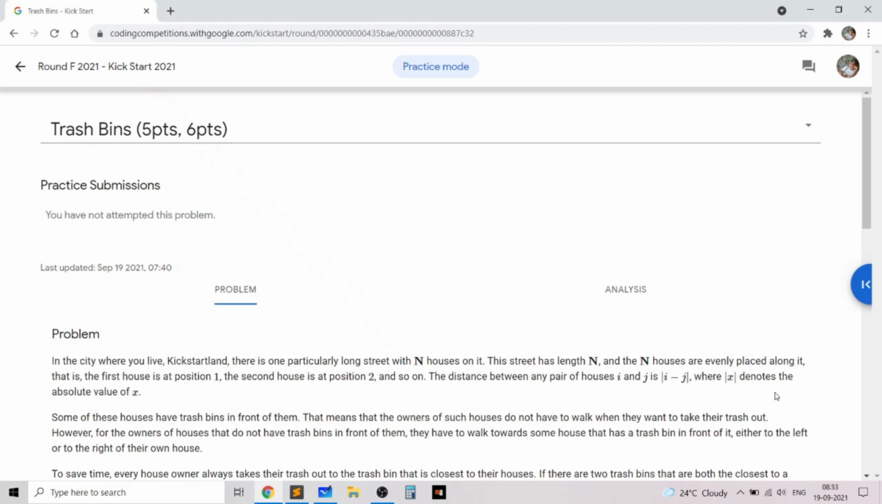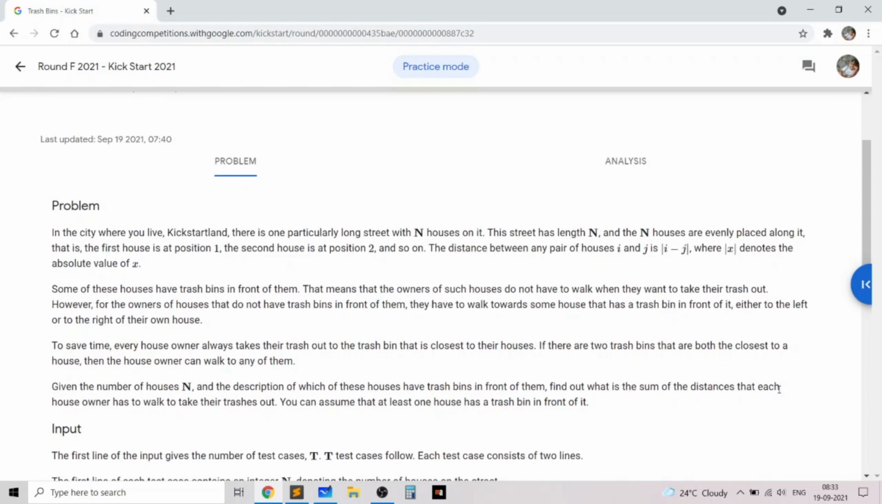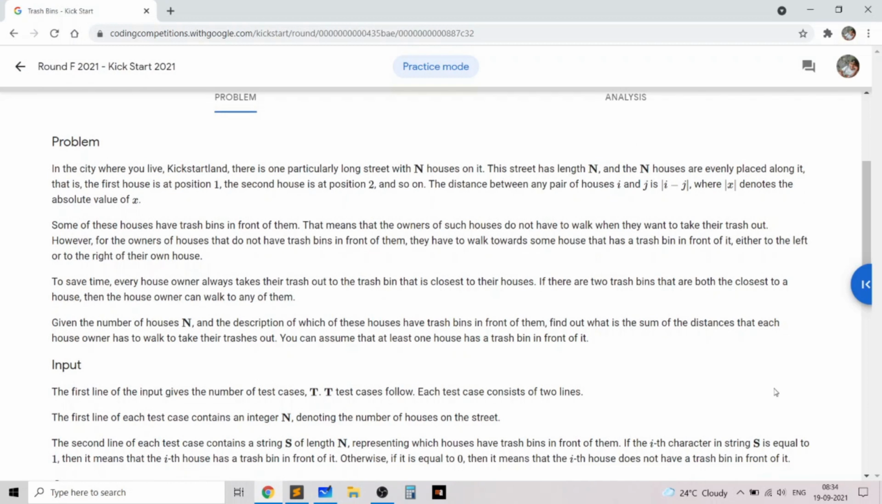Hello everyone, in this video I will go over my solution to the problem named Trash Bins, taken from yesterday's Google Kickstart round. This is an excellent problem which introduces you to dynamic programming in a simple way, because we actually use some dynamic programming-like computation, but it's a simple problem.